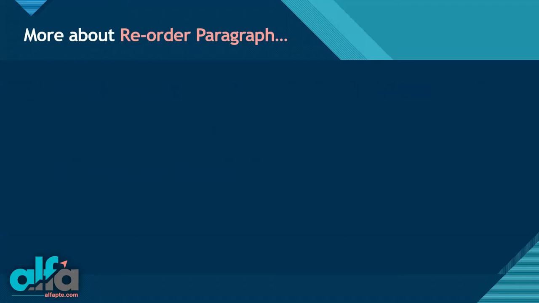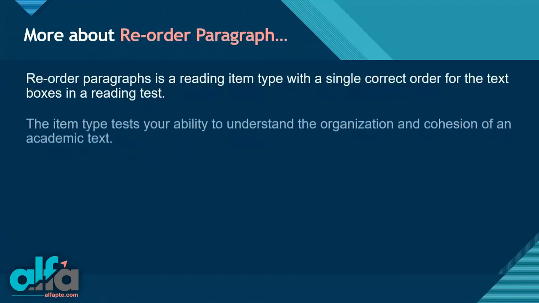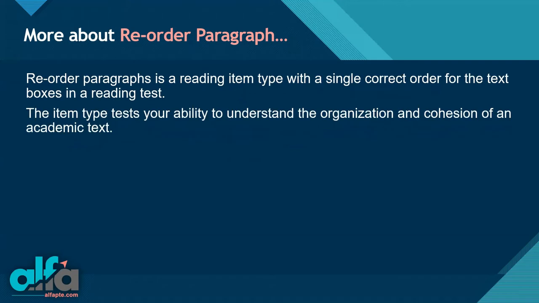Let's discuss some more points about reorder paragraph. Reorder paragraph is a reading item type with a single correct order for the text boxes in a reading test. The item type tests your ability to understand the organization and cohesion of an academic text. So it basically checks whether you are able to understand how the passage is going and whether you are able to logically put it in the right order. You will have minimum 2 to maximum 3 questions in your exam, and it mostly comes in the middle. It hardly is ever the first or the last question. It always comes in the middle.